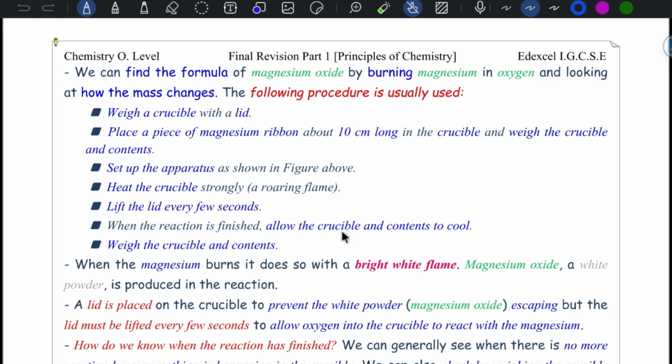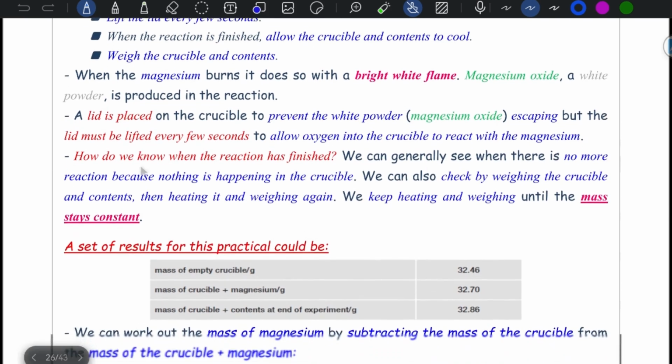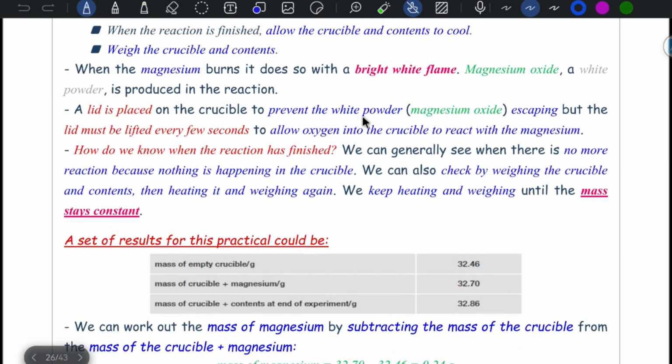When the reaction is finished, allow the crucible and contents to cool. Weigh the crucible and contents. Wait for it to cool; don't weigh it while it's hot. When the magnesium burns, it does so with a bright white flame, and magnesium oxide forms, which is the white powder produced during this reaction. A lid is placed on the crucible to prevent the white powder, which is magnesium oxide, from escaping. But the lid must be lifted every few seconds to allow oxygen into the crucible to react with magnesium.